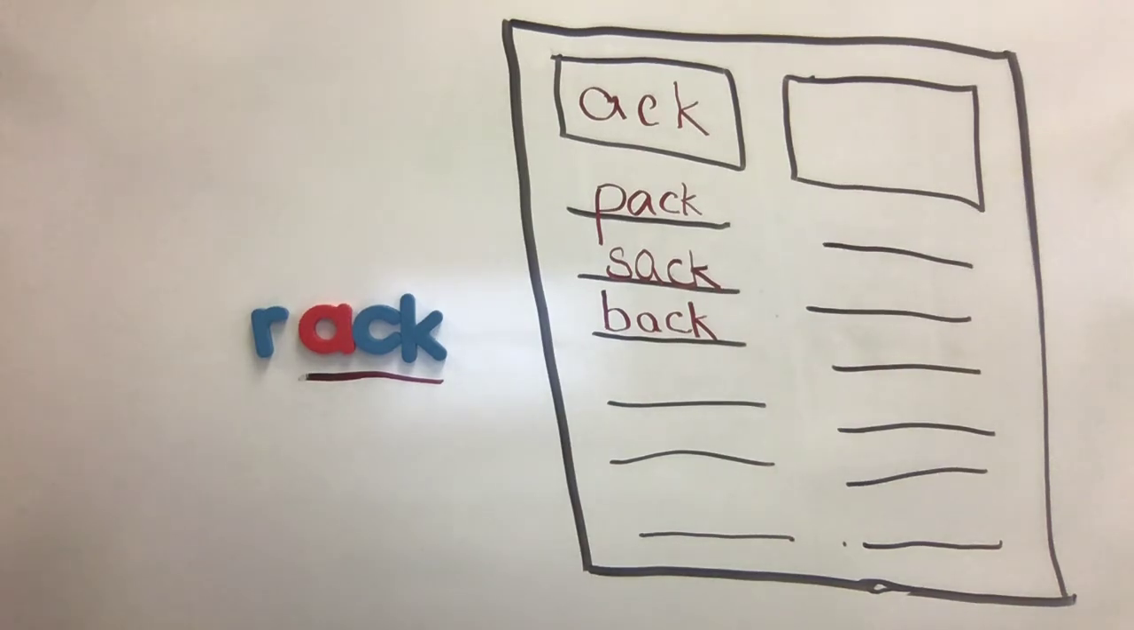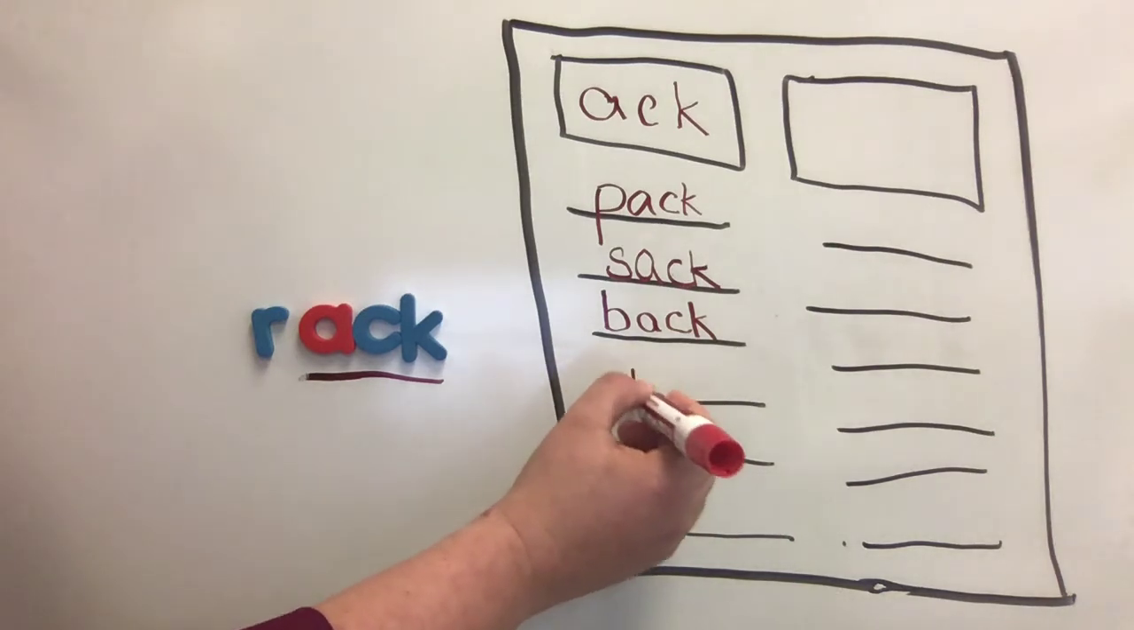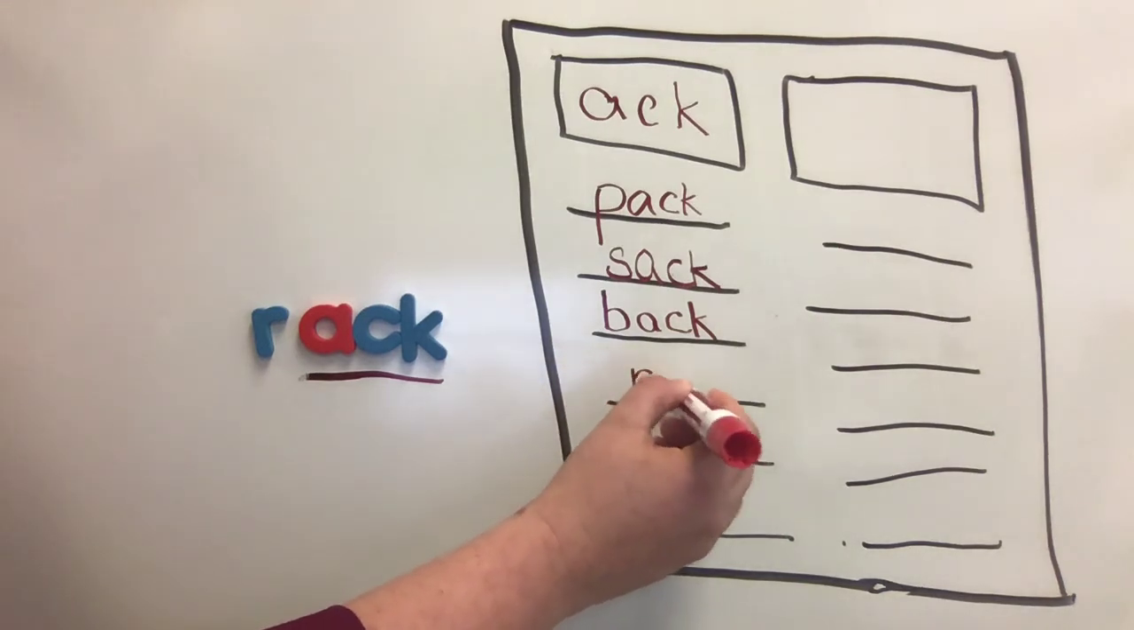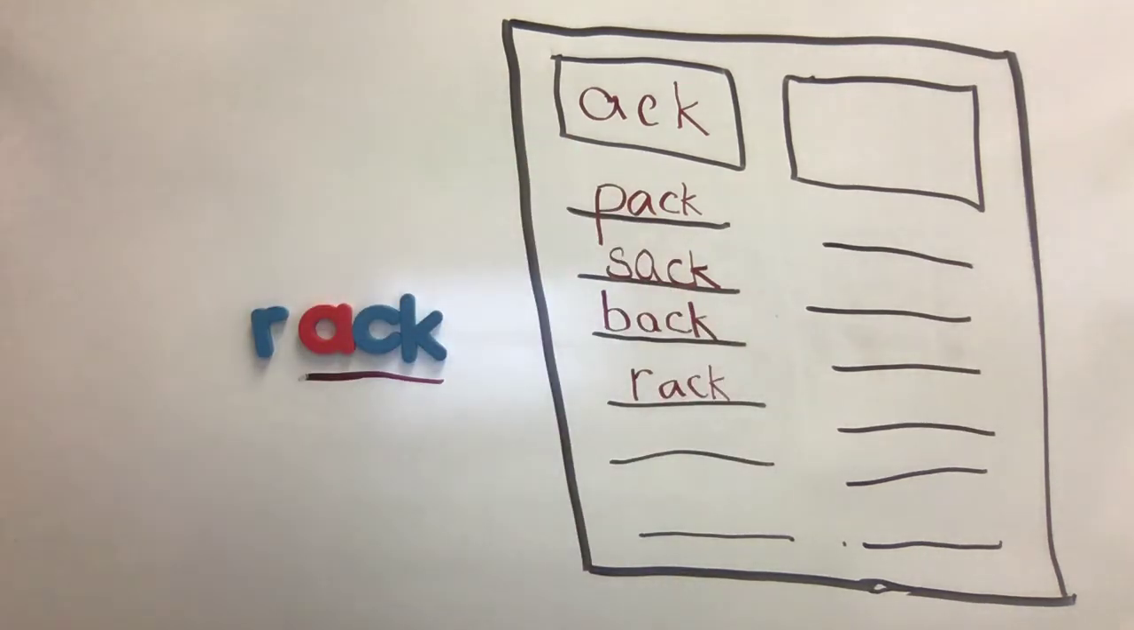Now we're going to write the word rack, and we're going to make the sounds for each letter that I write. Rack. You are going to do the same thing. Go ahead with your pencil, write the word, and as you're writing each letter, make the sounds. Go ahead, press pause, and press play when you're ready.